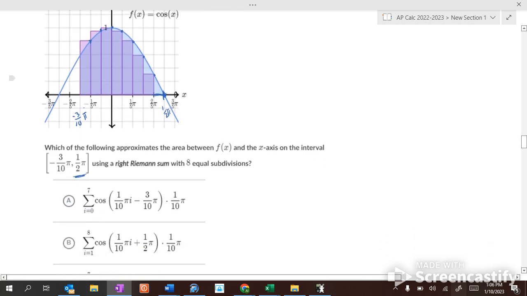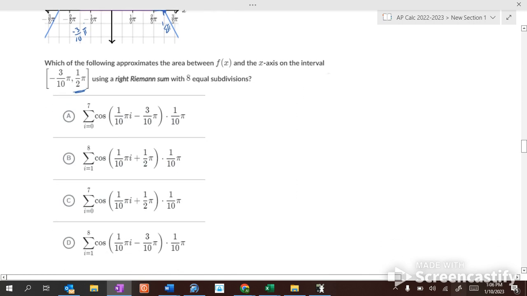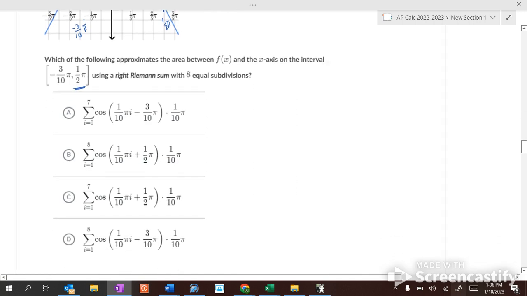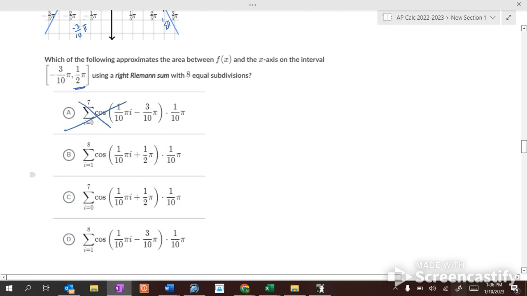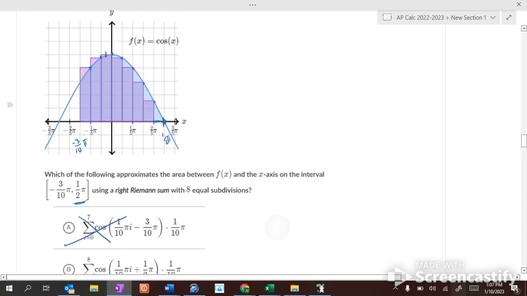since it's a right Riemann sum, which would make sense out of these choices for that? Well, we know with it being a right Riemann sum, it's not going to be this one, and it's not going to be this one. Okay? Because those are left Riemann sums. So we need 8 equal subdivisions to go from there to there.